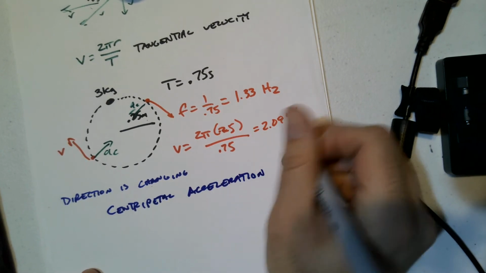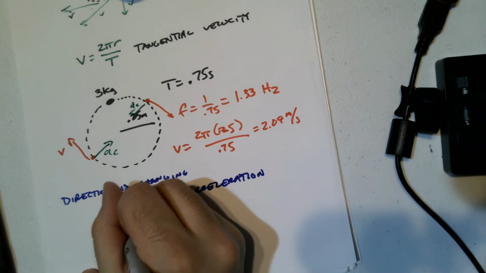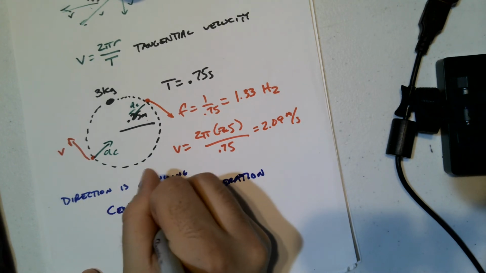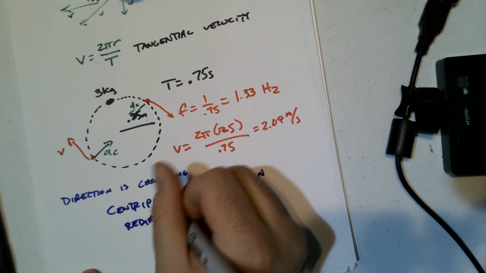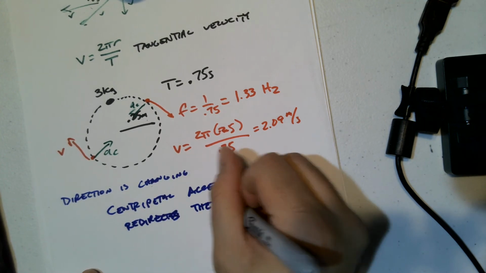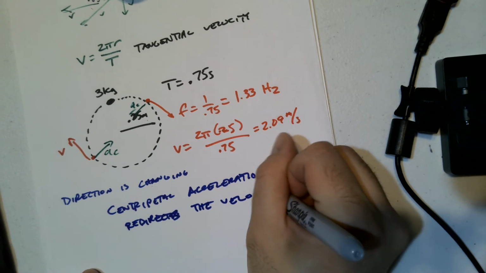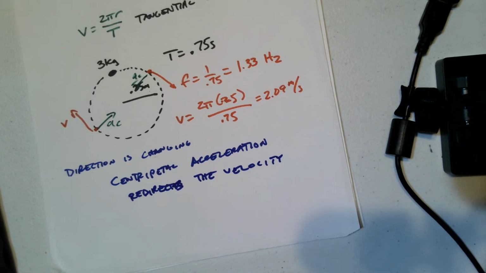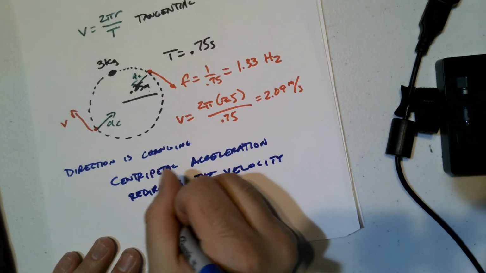What this does is it redirects the velocity. It doesn't make it grow. It doesn't make it shrink. It just changes its direction. So if you want to calculate it, it's a very easy calculation.